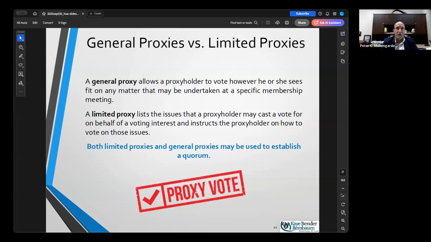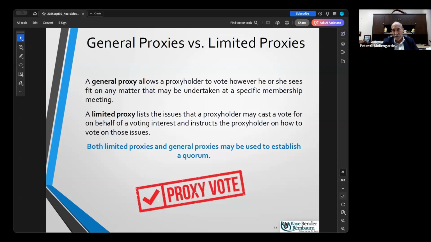So a limited proxy is kind of like the first cousin of an absentee ballot in that on the face of the proxy, the proxy holder is being told how to vote, and the limited proxy really acts in essence as a ballot, and the proxy holder is more just a warm body there.